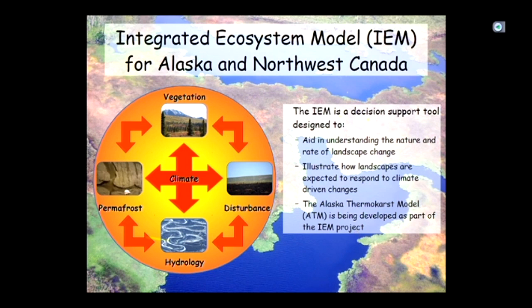So what is the integrated ecosystem model? The IEM is meant to be a tool to help support decision makers in understanding the nature and rates of landscape change, and illustrate how landscapes are expected to respond to climate-driven changes. The part that I'm working on, the Alaska Thermokarst model, is a part of this IEM project. The IEM takes into account changes in vegetation, changes in disturbance, either fire or thermokarst, hydrology, and changes in permafrost, which are driven by changes in the climate.